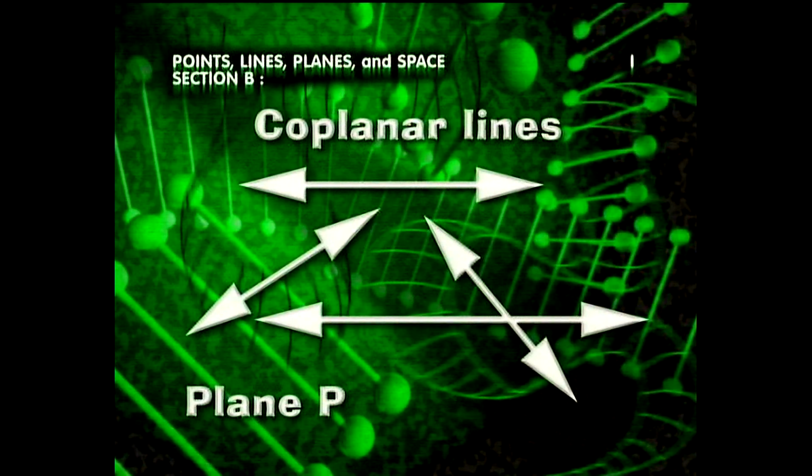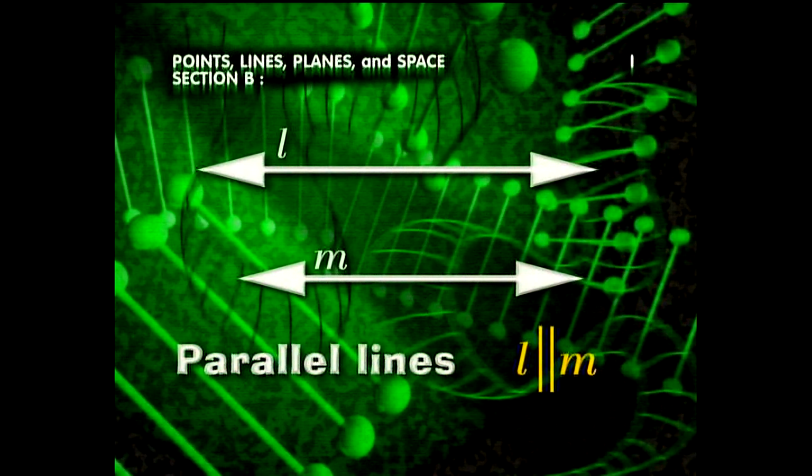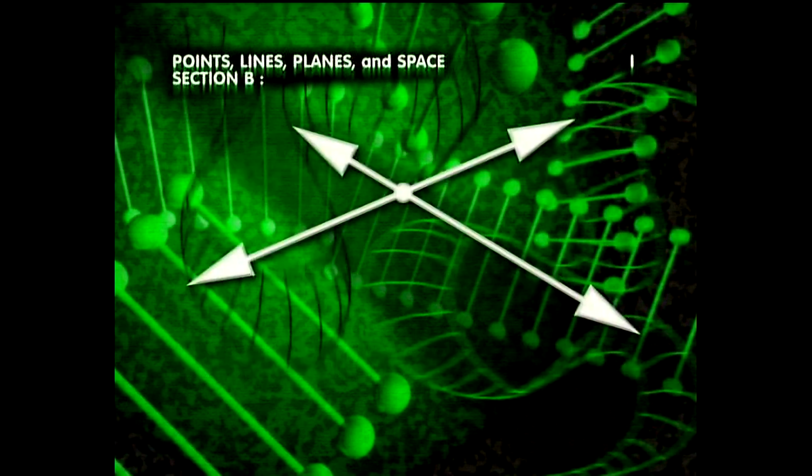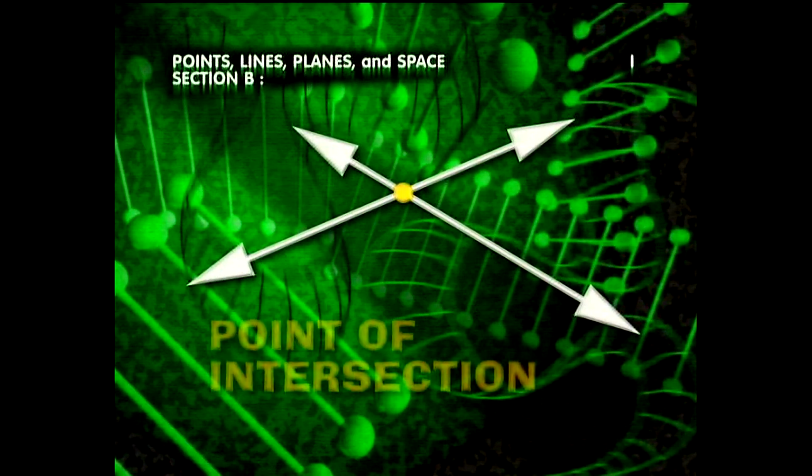Coplanar lines are, as you'd expect, lines that are on the same plane. Here's an example of two coplanar lines, line L and line M, that extend infinitely without crossing. These are parallel lines. This is how we write line L is parallel to line M. If lines aren't parallel, they cross and are called intersecting lines. The one point at which they cross is called the point of intersection. There's no special notation for intersecting lines.